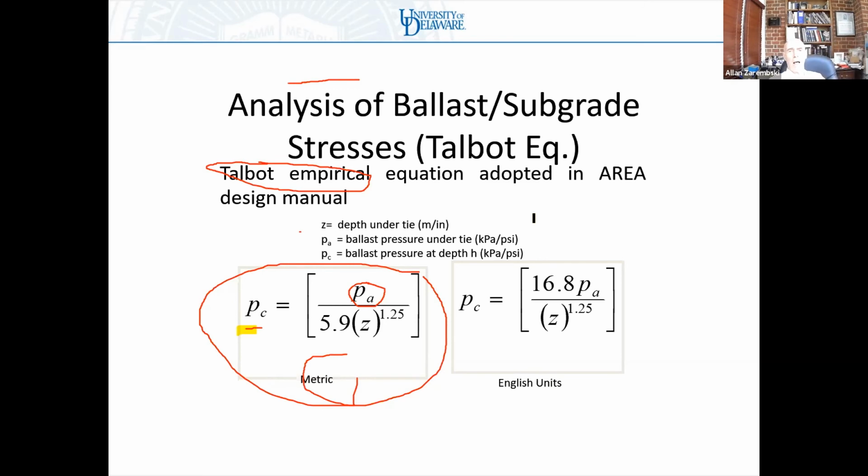Okay. I'm going to be leaving this distribution of load section now and going into rail. So before I leave the distribution of load section, let me open this up to questions. Does anybody have any questions about any of the things that we've done up until now?